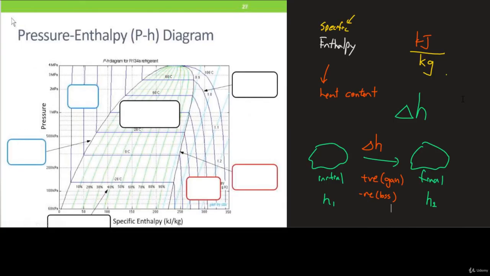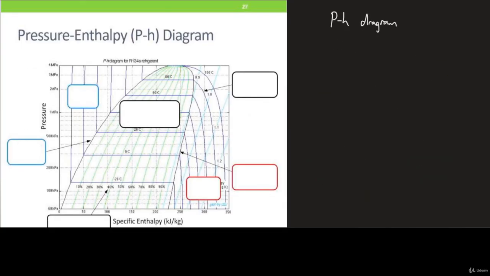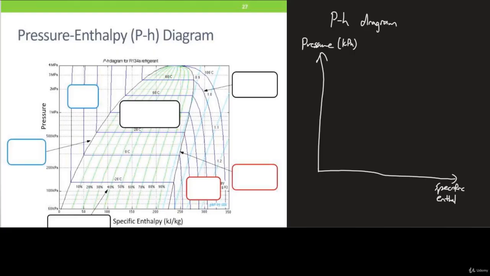So now let's go to the pressure enthalpy diagram. As the name suggests, your y-axis is pressure in terms of kilopascal and megapascal, and your x-axis is specific enthalpy in terms of kilojoules per kg. That's why this is called a pressure enthalpy diagram. You notice that there are a lot of lines inside this diagram. You have this line, and a line something like this. So what are all these?